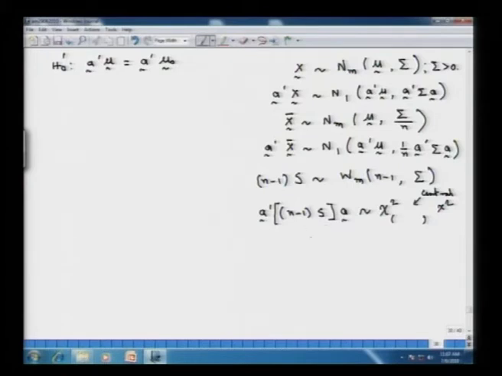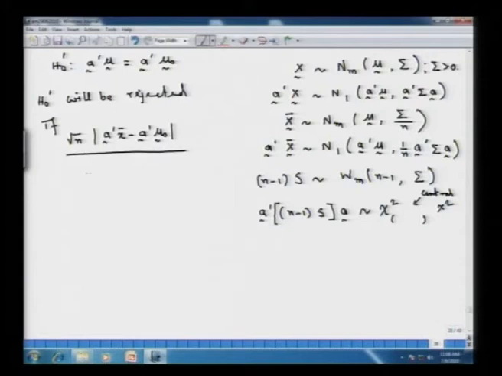So, using these facts, we are in a position to test this particular null hypothesis. How are we going to frame that? H naught prime will be rejected if the following quantity is large: root n times the absolute value of A prime x bar minus A prime mu naught, divided by the square root of A prime S A, is large. Why is that so?